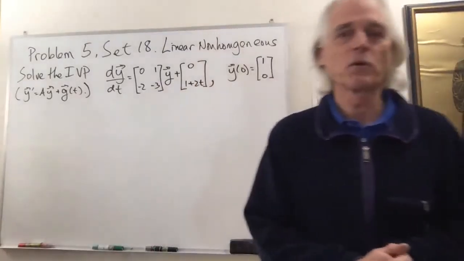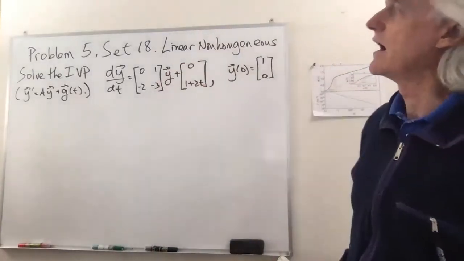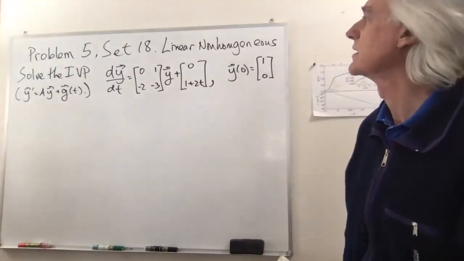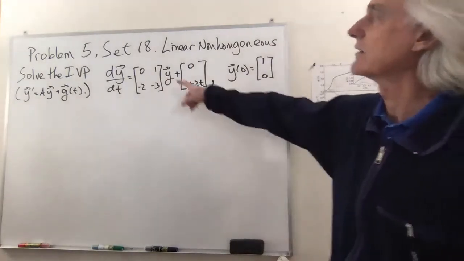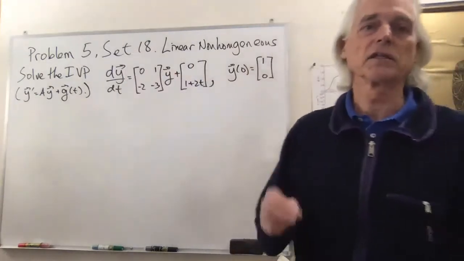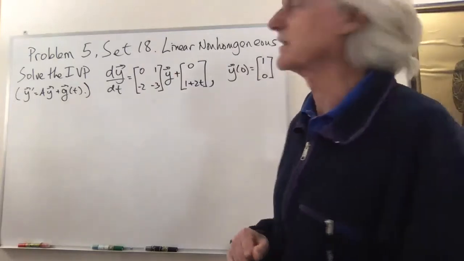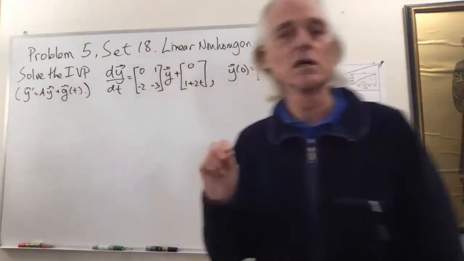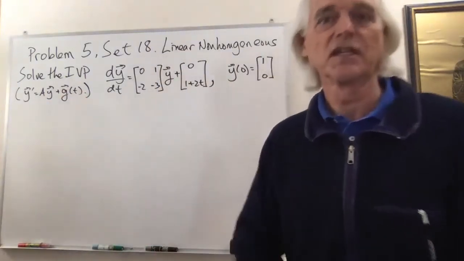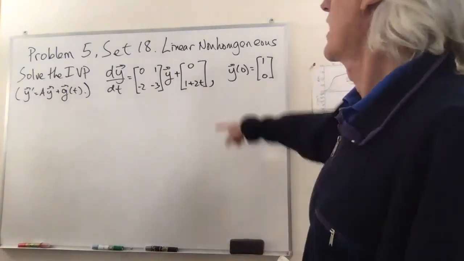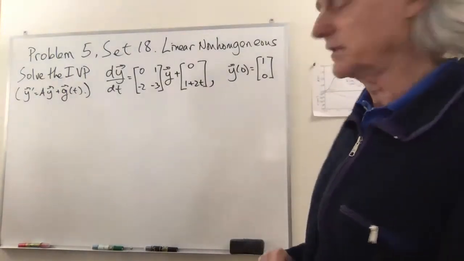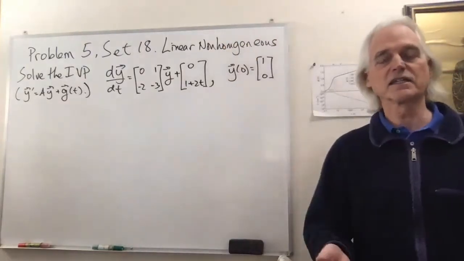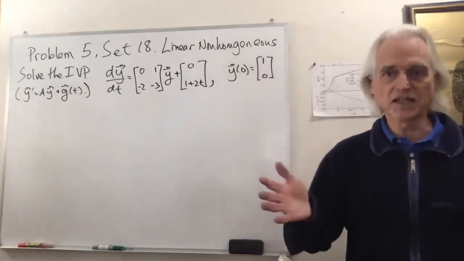Hello, I'm going to be talking about a non-homogeneous linear system of ODEs. It's like problem 5 in your web work set 18. And it's of the form y prime equals Ay plus g of t, where A is a constant matrix and g of t is a non-constant function of t. All right, so the technique for this is a lot like a second order single ODE.